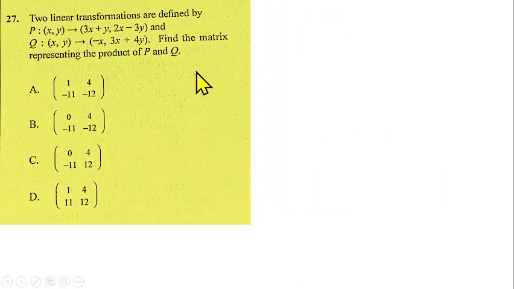Question number 27 is from linear transformation. Two linear transformations are defined by P this and Q this. You have to find the matrix representing the product of P and Q. So the first thing to do is to transform this P into a matrix. If you do that, for x you have 3, which is the coefficient of x there, 3, and the coefficient of x here is 2, so you have 2. The coefficient of y here is 1, the coefficient of y here is minus 3.